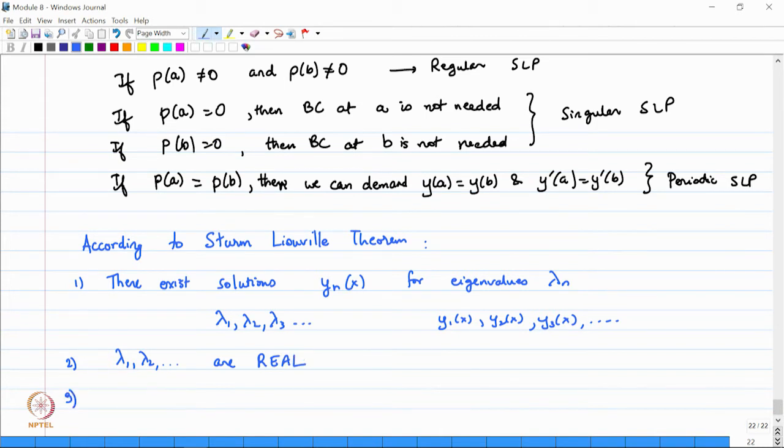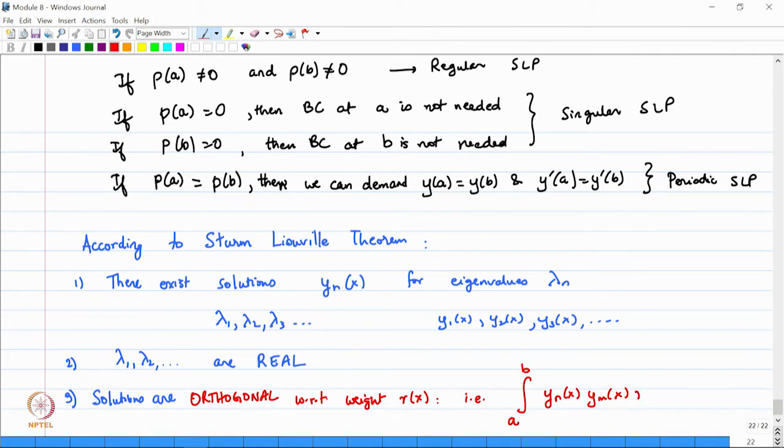and the third is that corresponding to these lambdas, the y's are orthogonal. So, the solutions are orthogonal with respect to weight r of x, that is the integral of y n of x, y m of x, from a to b, times r of x dx, equals 0 if n is not equal to m.